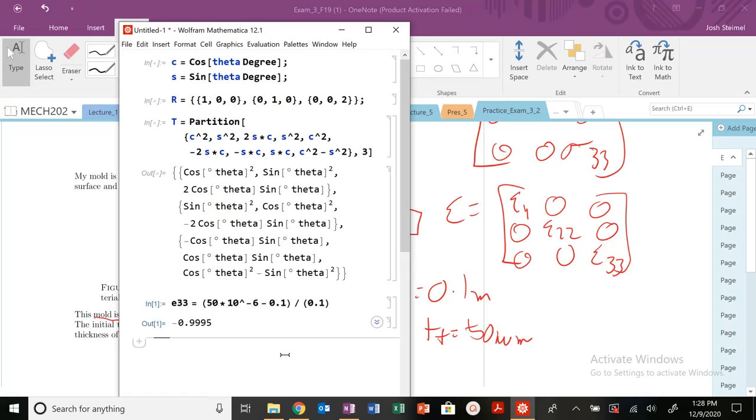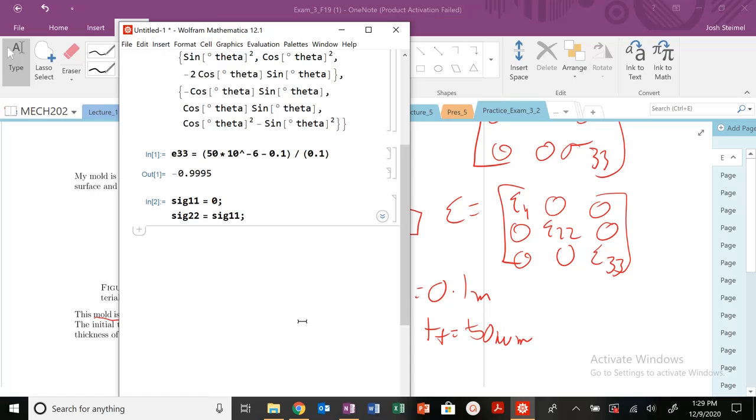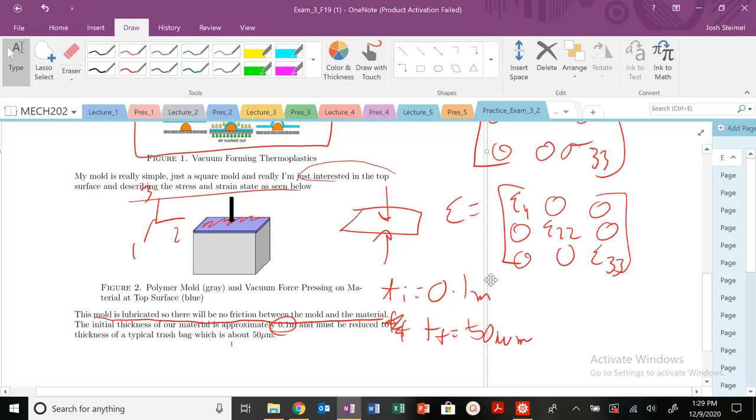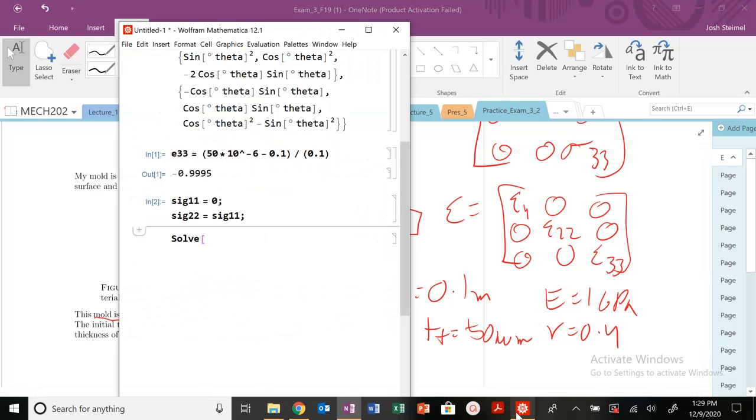Now I have 3 unknowns. I need to know the strain in the 1,1 and the strain in the 2,2. I also know that sigma 1,1 is equal to 0, sigma 2,2 equals sigma 1,1, and sigma 3,3 does exist. So I actually do have 3 unknowns. Let's go ahead and solve this problem. Also, what is my material? Polyethylene. If my material is polyethylene, my Young's modulus is going to be 1 gigapascal, and Poisson's ratio is 0.4.